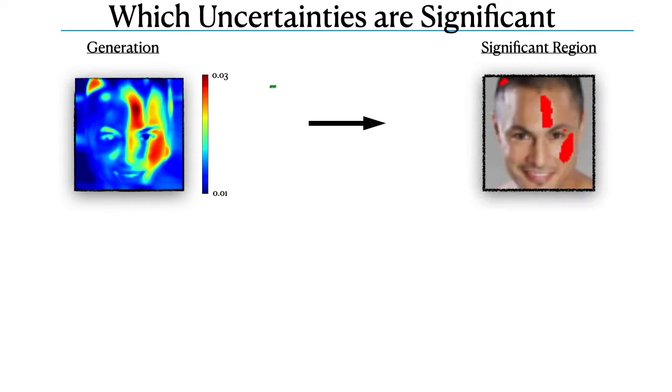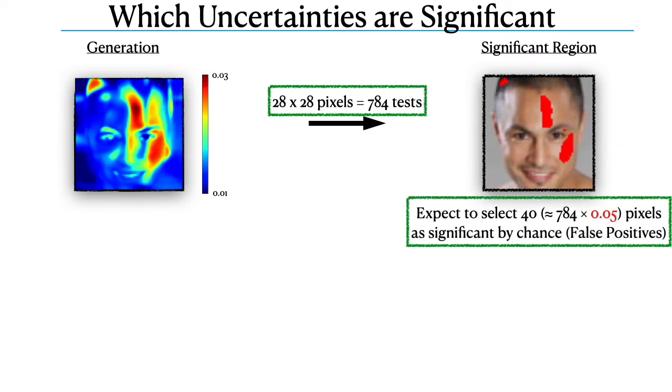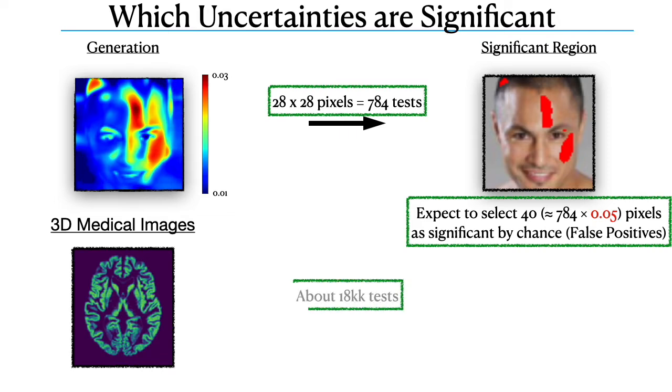Deriving a scientifically valid conclusion for the image based on pixel-wise statistical tests will require conducting many tests equal to the number of pixels. For example, an image of size 28 by 28 leads to 784 tests. For a common 0.05 critical value, which corresponds to the probability of type 1 error, we expect to select about 40 pixels as significant purely by chance, which is the number of false positives. The issue escalates for higher resolution images, say 3D medical images.